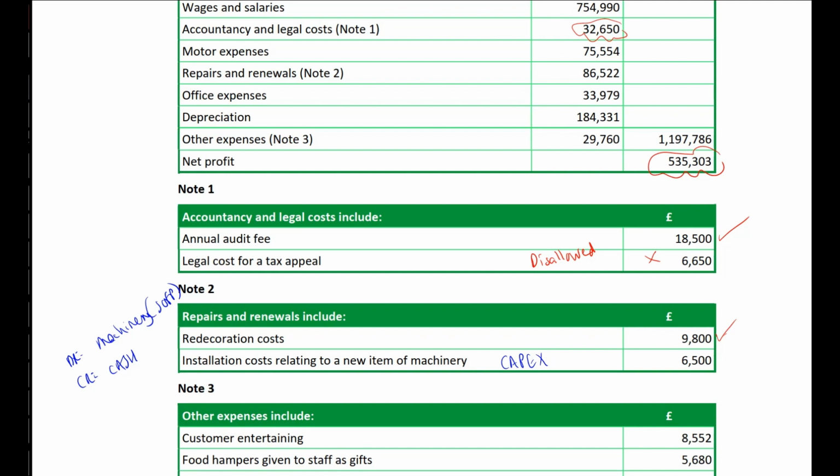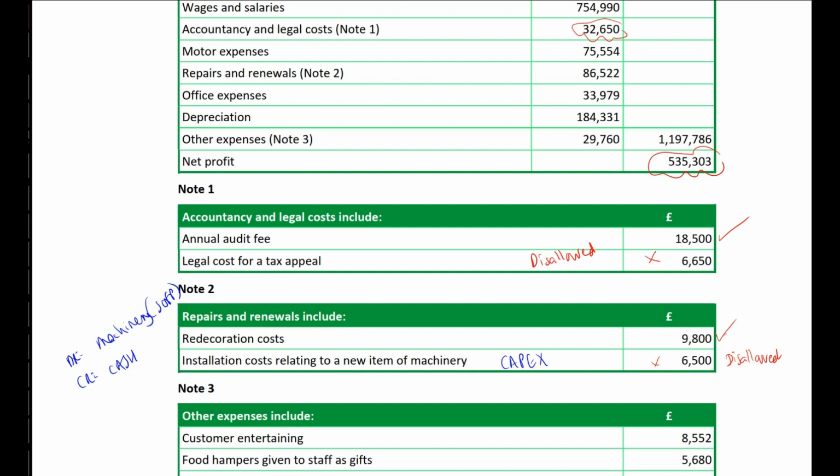So it's not what we'd call a revenue expense, it's a capital expense. So I'm going to disallow it, which means I'm going to say that there is 6,500 of expenses in the profit and loss that shouldn't be there. And again, I'm going to add those back on the basis of making the profit bigger and of course then collecting a bit more tax.